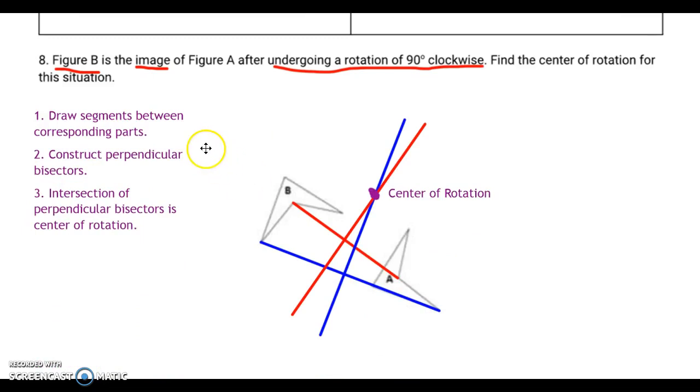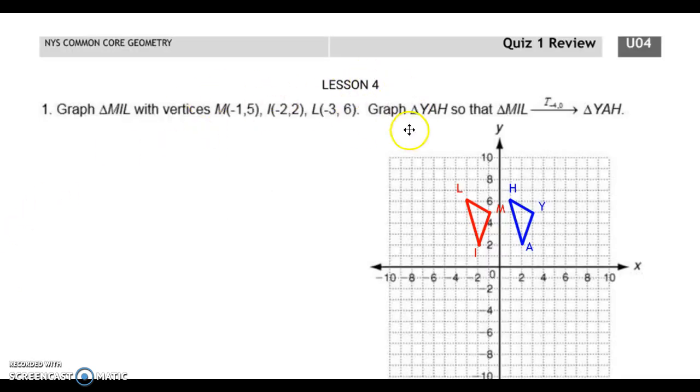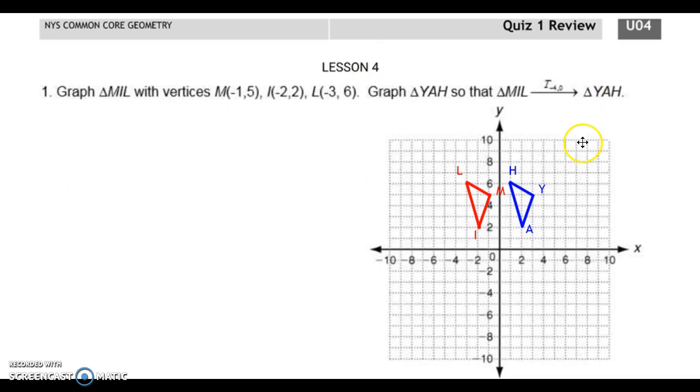For question number 8, I gave you a little procedure. This is not something that you're going to have to do, but you can pause the video and take a look at my step-by-step process. Again, this is not something that you're going to be asked to do on the Regents, but it's just something interesting that I thought you might like. All right, onward.